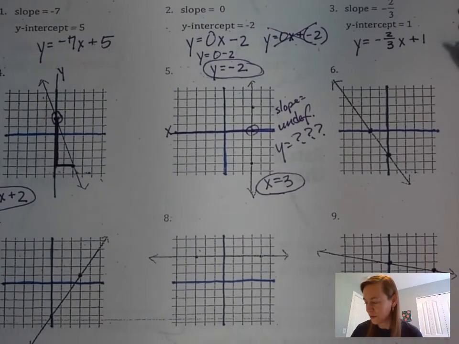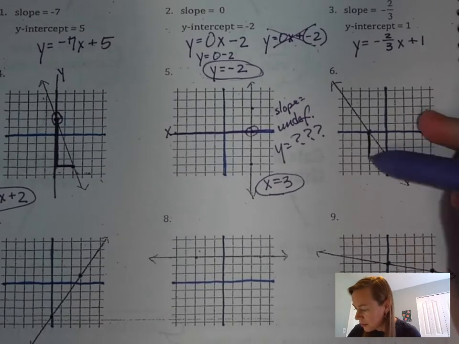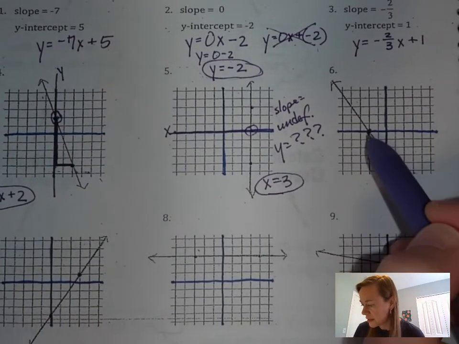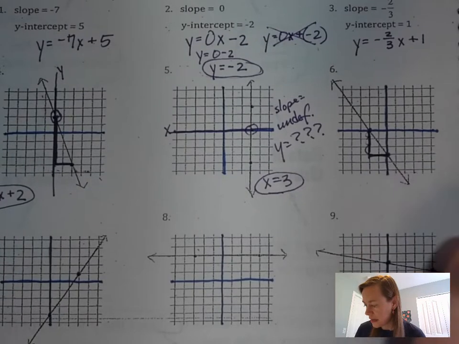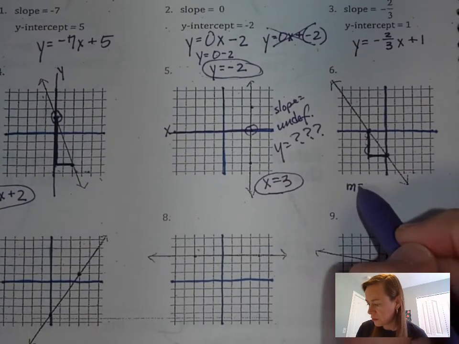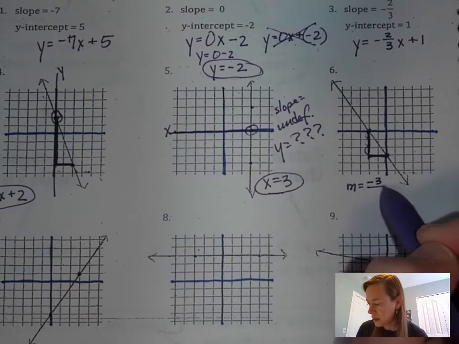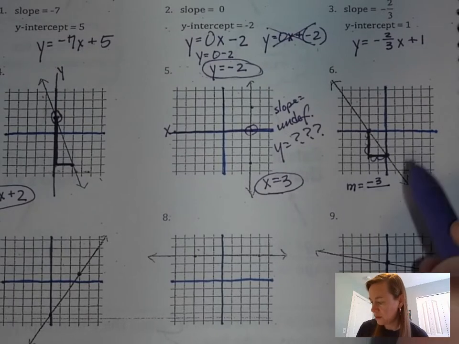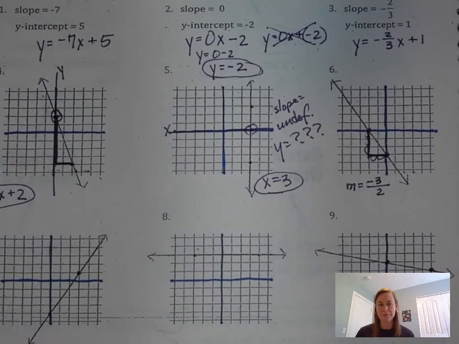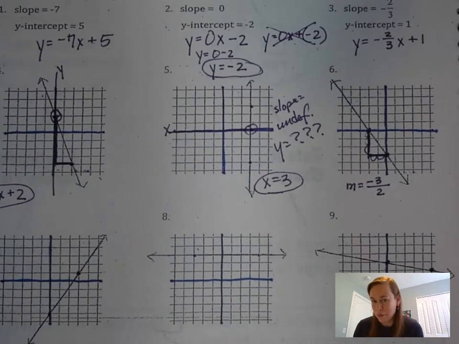So let's figure out our slope first. I'm going to draw my big stair-step thing. It looks like we're going down 3, so I'm going to say my slope is equal to negative 3, and then we're going over 2. Now we just have to figure out what?